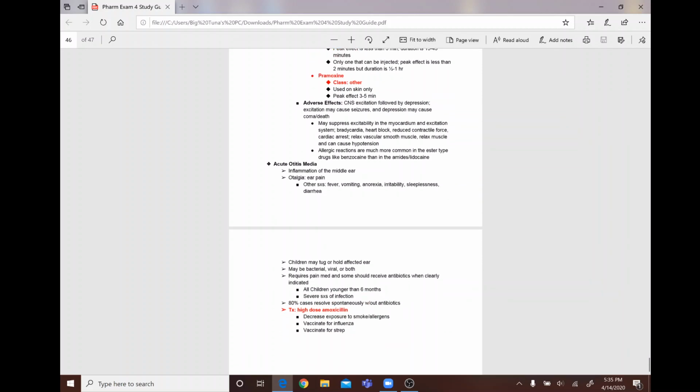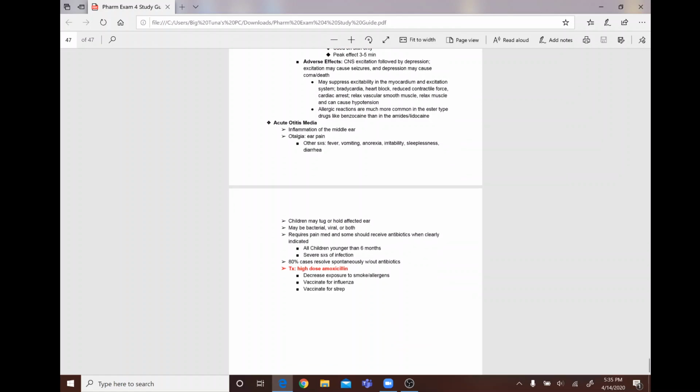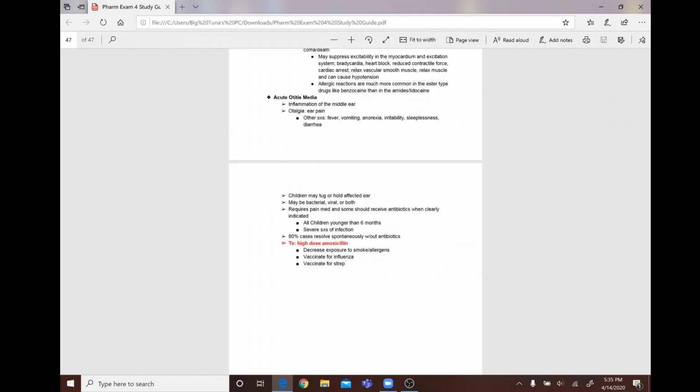All right. Acute otitis media is inflammation of the middle ear. Otalgia is ear pain. You might have fever, vomiting, anorexia, irritability, sleeplessness, and diarrhea. Children may tug or hold the affected ear. May be viral, bacterial, or both. Requires pain med. Should receive antibiotics when clearly indicated.